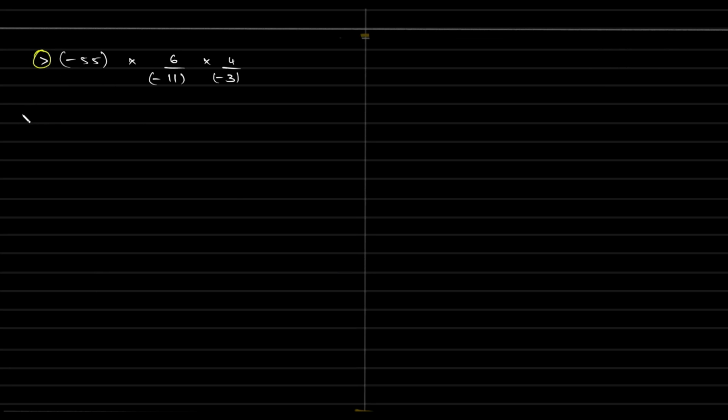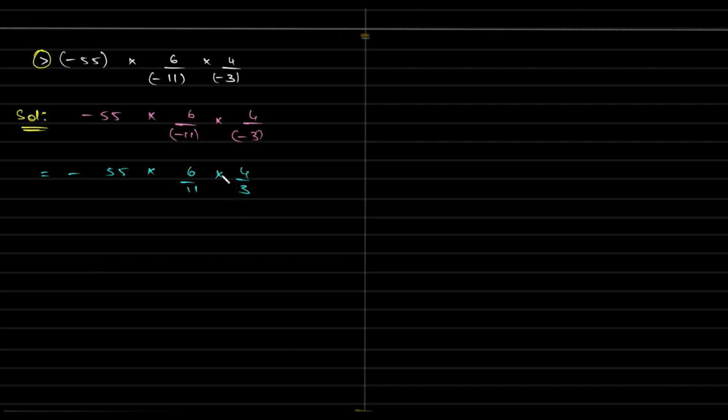Last question. Please pause and try it out. Negative 55, 6 by negative 11 into 4 by negative 3. So we are looking at 3 negatives over here. So we have a negative as the answer. 55 into 6 by 11 into 4 by 3. See, all the negatives disappeared from everywhere else. Right? That's how you can handle signs, and it will make maths a lot easier.